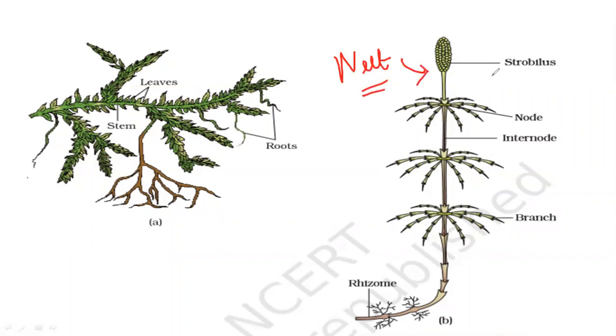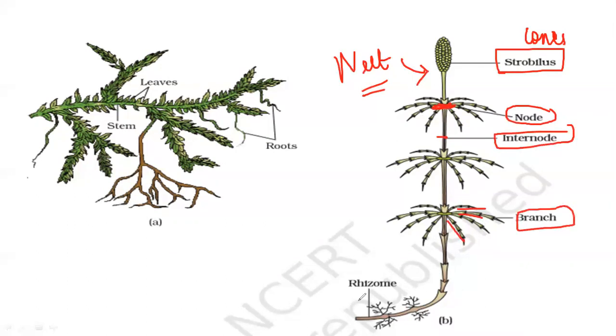In this particular diagram, you can see this outgrowth is called the strobilus, or you can call that structure a cone. This particular structure which I am shading is the node, and this structure is the internode, and the leaf-like structures we call branches, and we have the rhizome. Clear? And you can say that these plants have true leaves, true stem, and true roots. All are true.